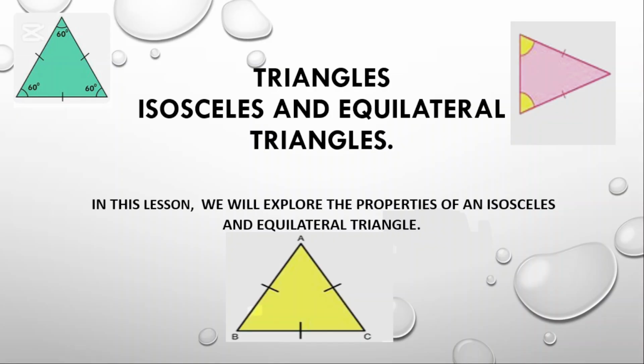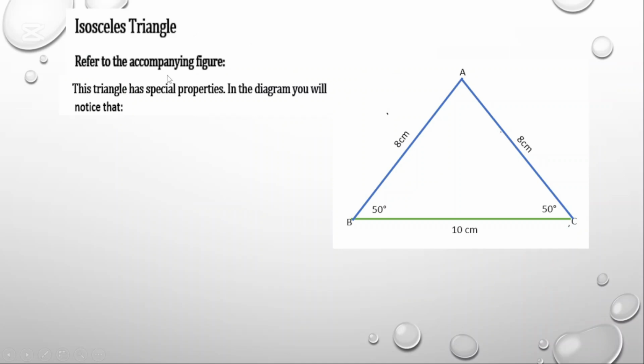Continue with our triangles today. Two very special ones, our isosceles and our equilateral triangles. Now in this lesson, we will explore the properties of an isosceles and of an equilateral triangle. Let us start. Now refer to the accompanying figure.